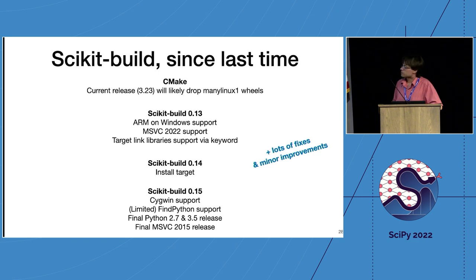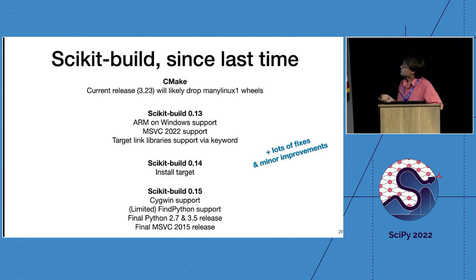So I will be doing that over the next 3 years. Since last time, we've been pushing scikit-build forward. In the meantime, there was an announcement on CMake that it's probably going to be dropping manylinux1 wheels. As I said, those things are disappearing, and CMake itself can't build on manylinux1 anymore, 3.23 specifically. So if you are for some reason using manylinux1 and you can't stop using it, then you'll need to pin your CMake.